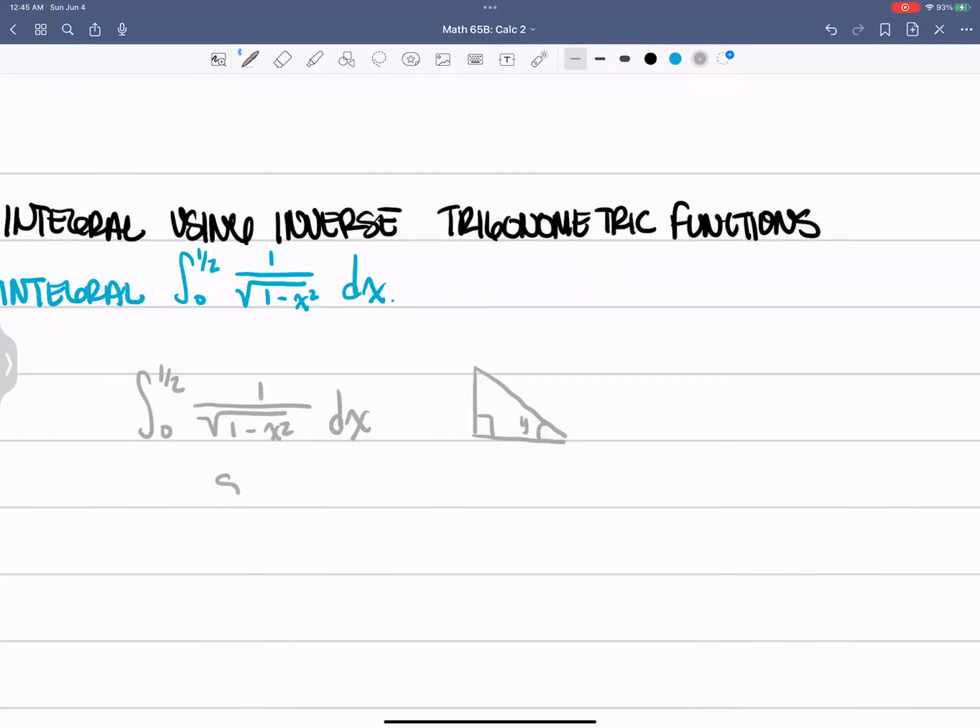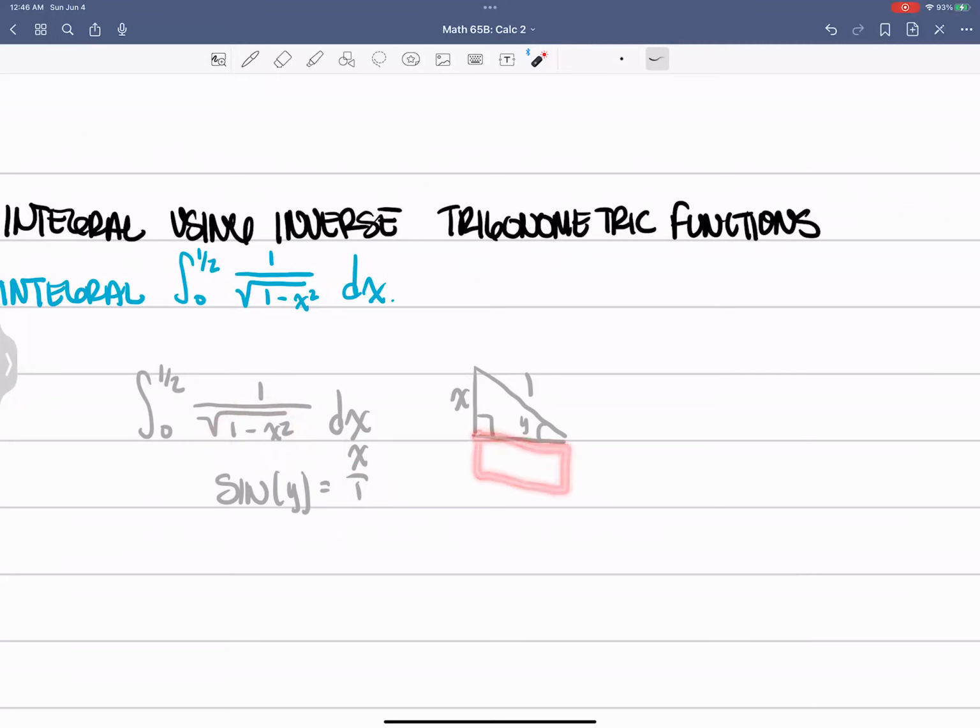So we have sine of y. Here we're looking at this value to be out here, so this is going to be our x. We're looking for this value over here to be 1. So sine of y is equal to x over 1. Remember, sine is opposite over hypotenuse.